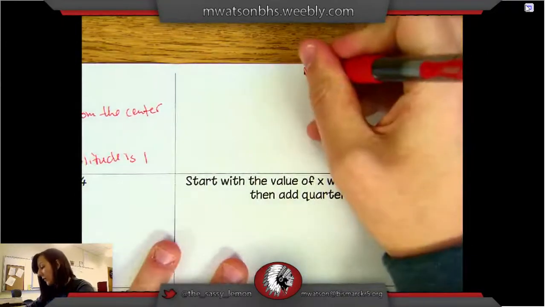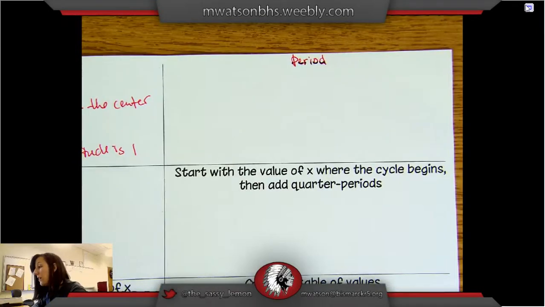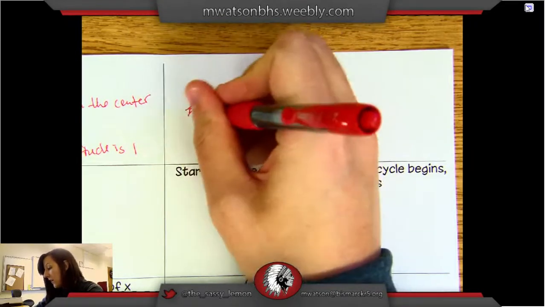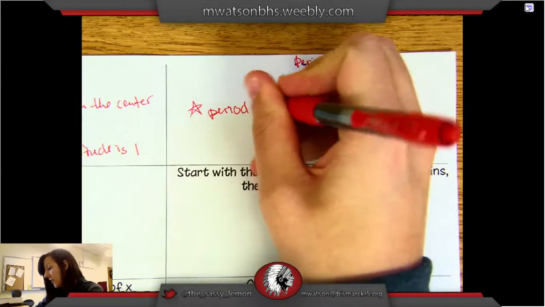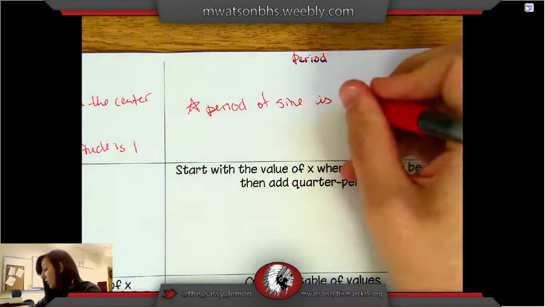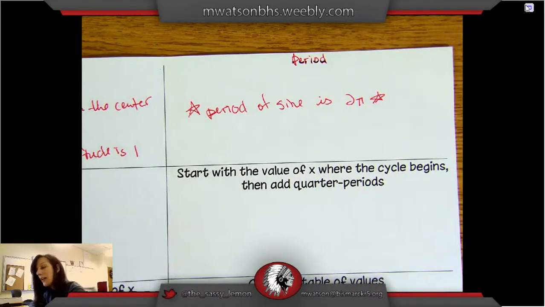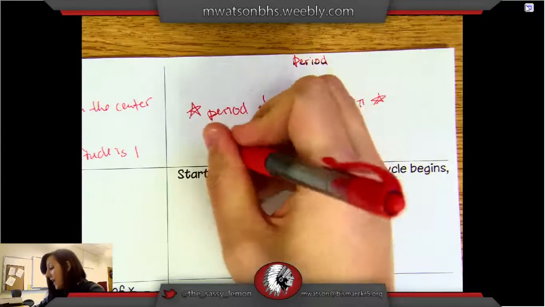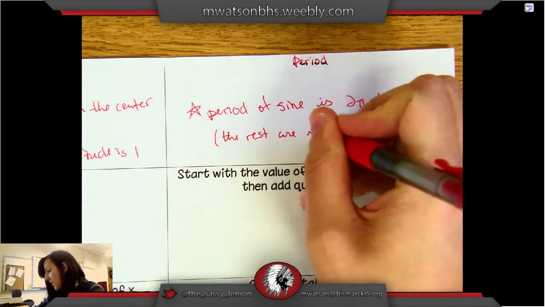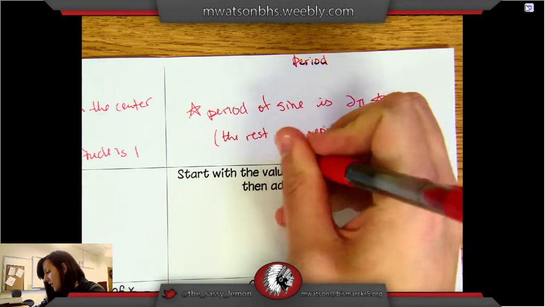All right, period. We already know this one. Period is the distance before it repeats. So here we're just going to write: the period of sine is, and hopefully you guys already know this, 2 pi. We're going to be working all in radians while we're graphing. So the period of sine is 2 pi, and the rest are repetitions of the same.